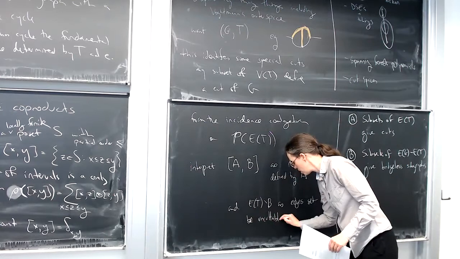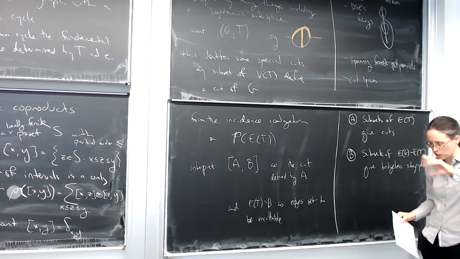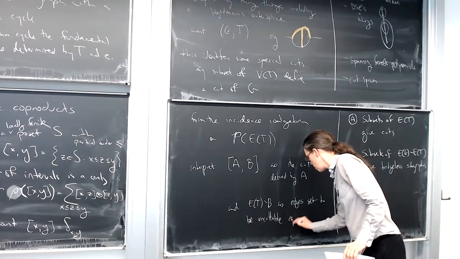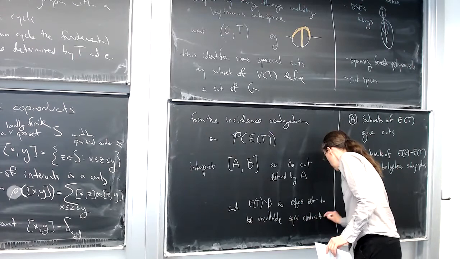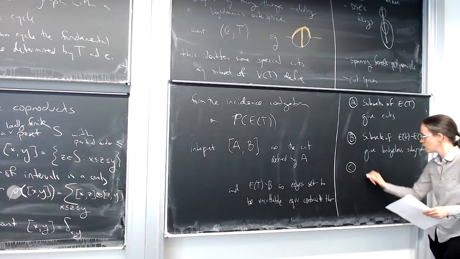Notice that that's equivalent to contracting them. Because if they're uncuttable, you're saying they are definitely going to be in there. Whatever game you're playing, they are there. You have to take them. So you might as well contract them. And so this is just little thing C, which I will call the incidence coproduct, still rho, in this example.